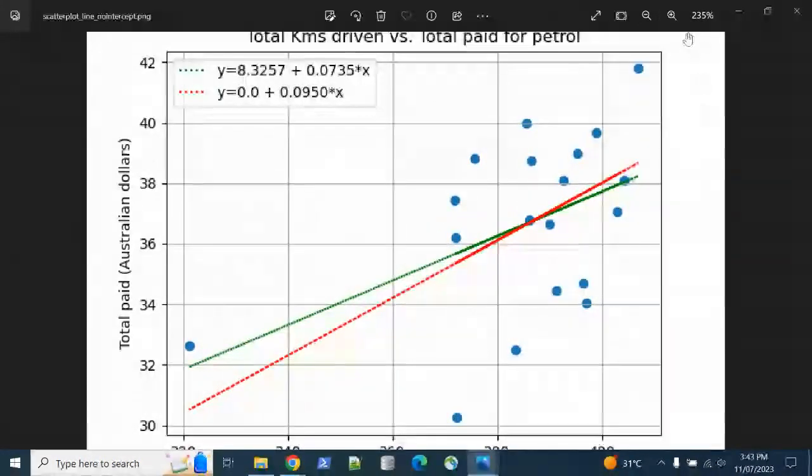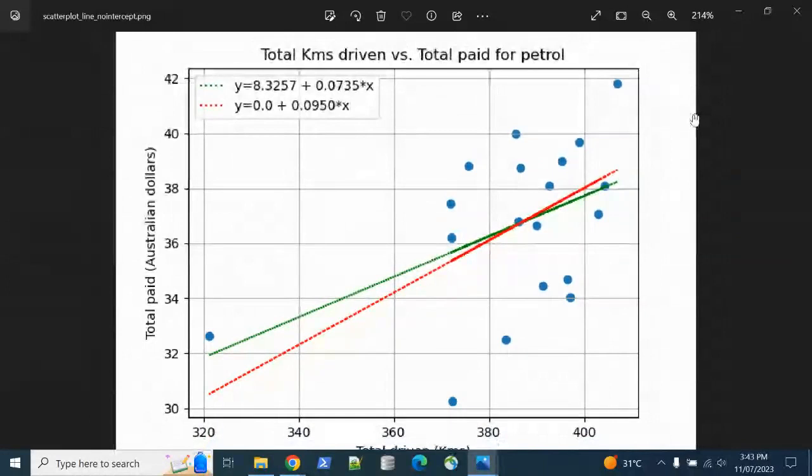Going back to the previous illustration of the road trip, there are two regression lines here. What's the difference? Let's look at the equation of the green one. The intercept is $8. Remember, intercept means the value along the y-axis, in this case the Australian dollars. So you basically paid $8 when the kilometers is zero. Even if you don't travel, you paid $8. So it doesn't quite make sense, reality speaking, right?